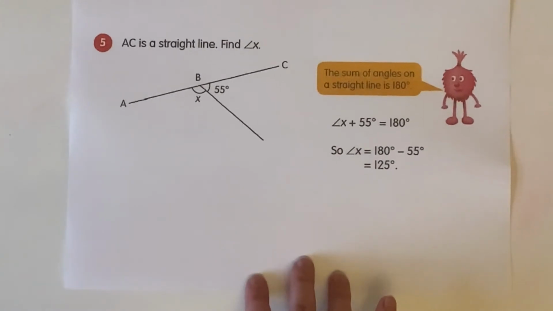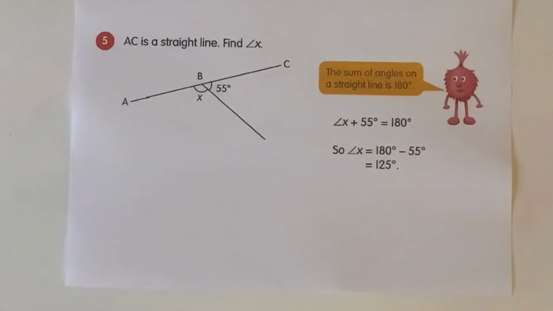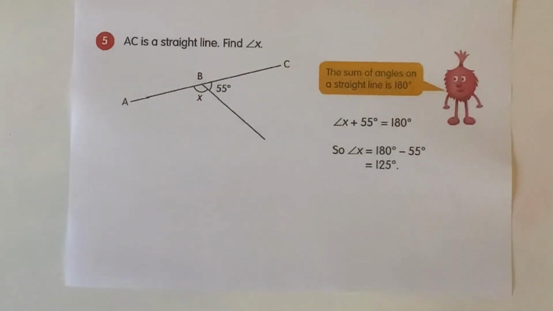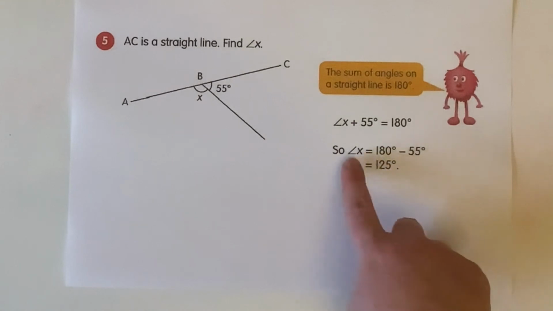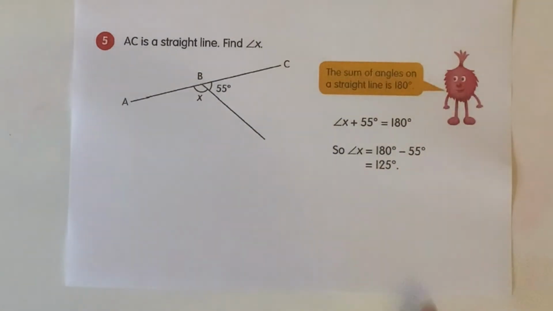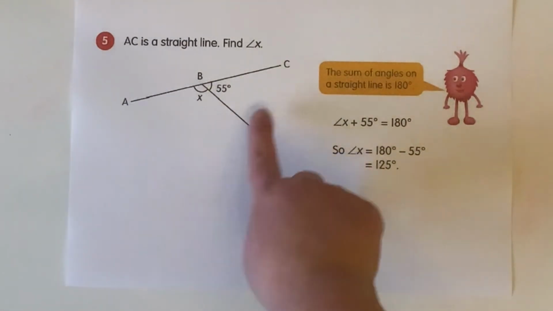Sometimes with angles we are told that it's on a straight line and we are given the measurement of one angle, and sometimes a question might say this is not drawn to scale. So for example, here I've got the straight line AC and I'm told that this angle here measures 55 degrees and I need to work out what angle X is. Because I know that the sum of the angles on a straight line is 180 degrees, what I can therefore do to work out angle X is do 180 degrees subtract 55 degrees to give me 125 degrees, which is this angle here.